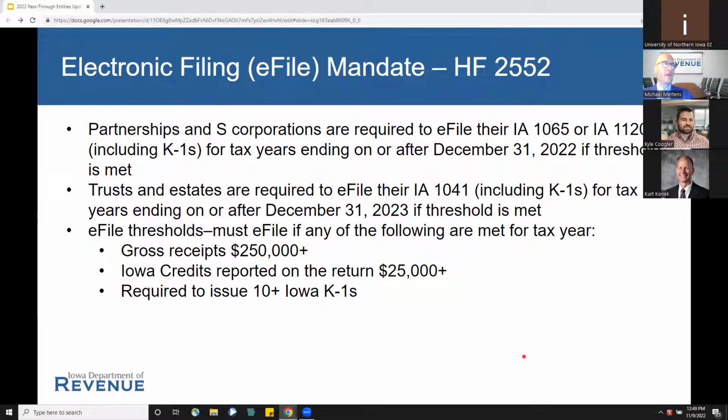The e-file threshold is $250,000 in gross receipts, or $25,000 of Iowa credits reported on the return, or if the pass-through entity is required to issue 10 or more Iowa K-1s for the tax year. So if any of those three requirements is met, the pass-through entity will be required to e-file its return starting in tax year 2022.